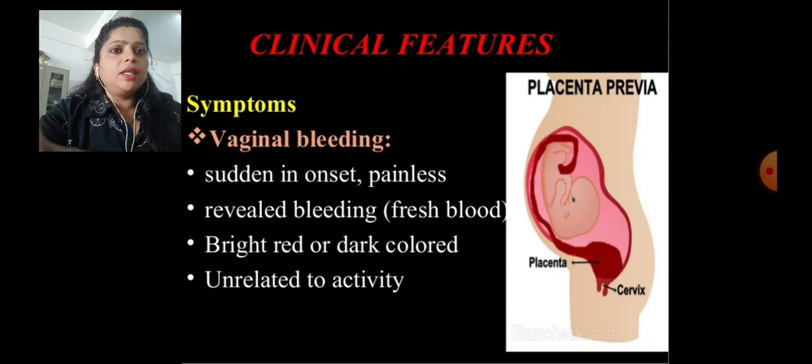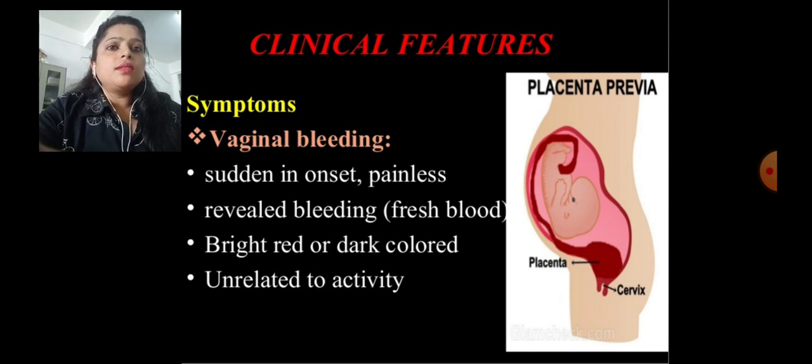Let's deal with the symptoms first. The first symptom that comes is vaginal bleeding. Due to the pressure exerted by the head of the baby or the fetus, bleeding occurs. How does the vaginal bleeding show here? First, it is sudden in onset and painless. The woman, whenever she goes to the washroom or anything, can feel that blood is coming, but this blood is painless.